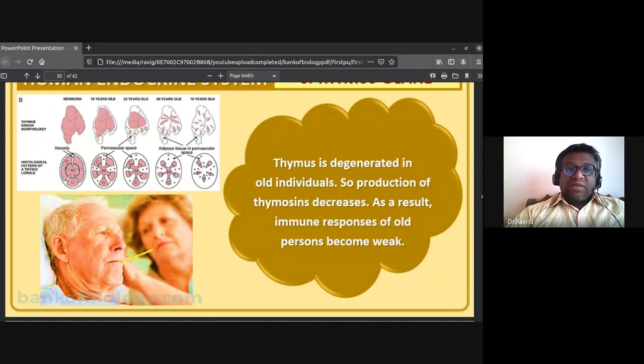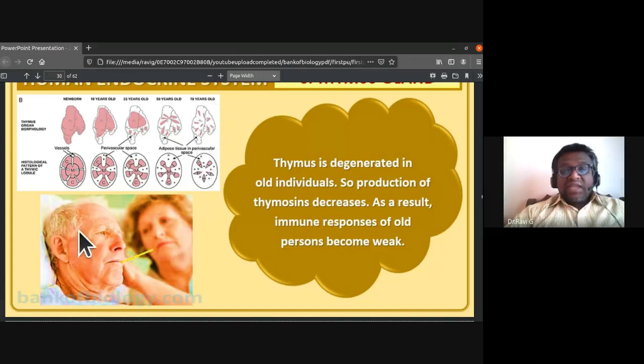As of now, you just remember active immunity, passive immunity. There are varieties, and we'll be discussing that only in the 12th standard. So remember the name cell mediated, as the name indicates, it is mediated by the cell. So let us proceed with the discussion of the thymus gland as I was talking about. The thymus is degenerated in older individuals, so the production of thymosins, or the hormone, decreases.